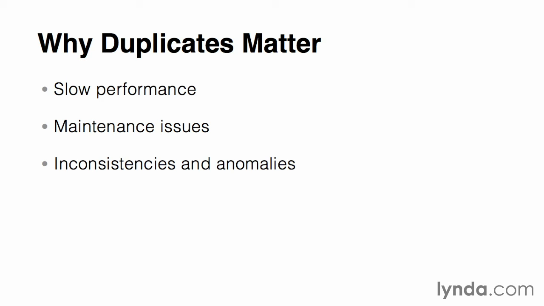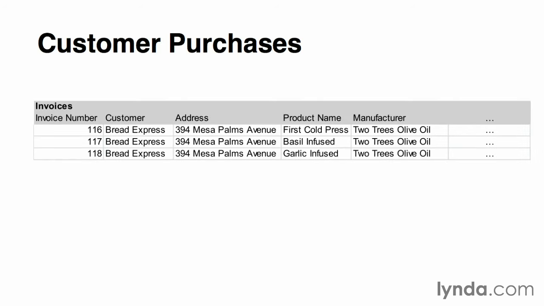Here we have a simplified table that's keeping track of our customers' purchases. We have the data broken down by the invoice number, and we can see the name of the customer, their shipping address, what product they ordered, and who manufactured that particular product. We have 3 invoices for the same customer, Bread Express, who ordered 3 different kinds of olive oil made by the same company, 2 Trees.